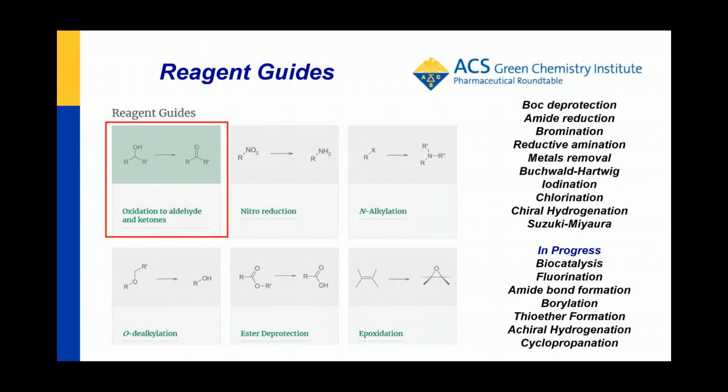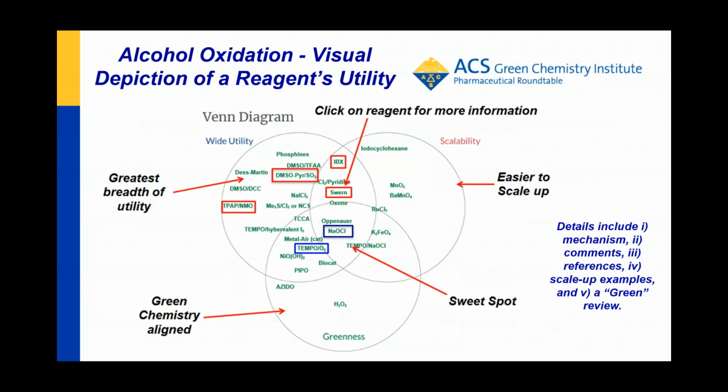Basically, when you hit on the guide, you'll get an introduction to the transformation. It'll tell you general reviews on that kind of chemistry. But the most useful thing I find from looking at this guide is the Venn diagram visualization, which we're showing here, which I'll walk you through briefly.